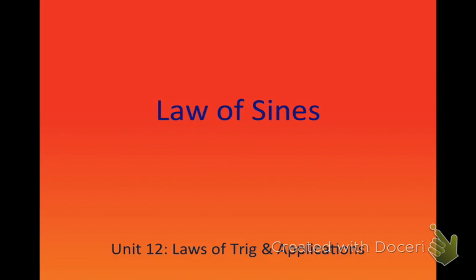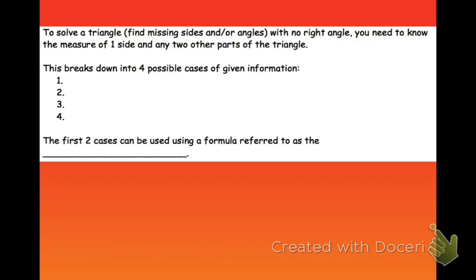So we're going to be going over the law of sines, which is the first section in the laws of trig unit, which is unit 12. This is actually a pretty simple topic as long as you know how to solve things that have sine and cosine in them. So to solve a triangle, find missing sides and or angles.